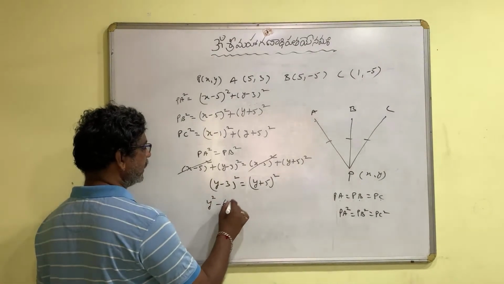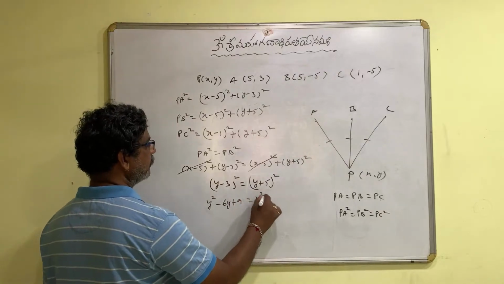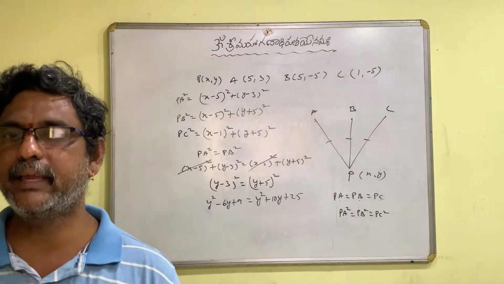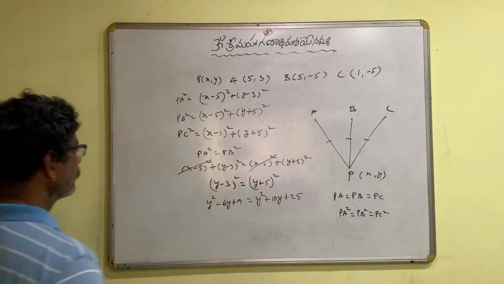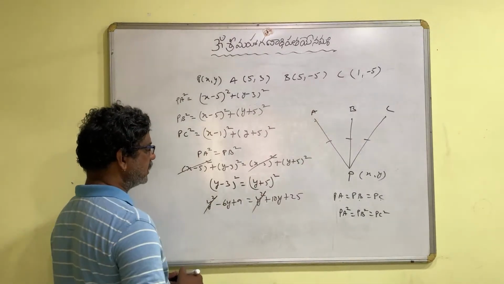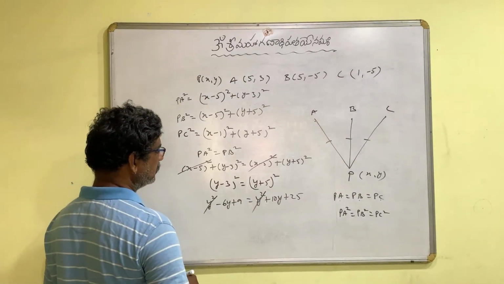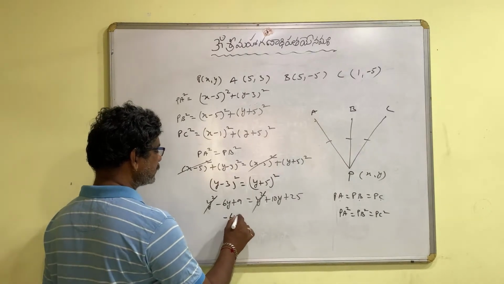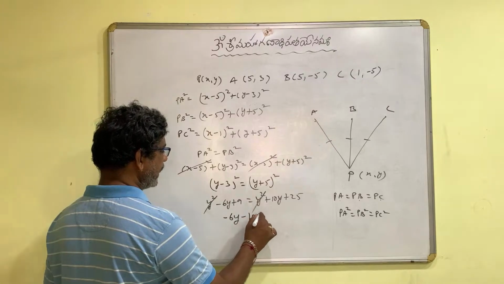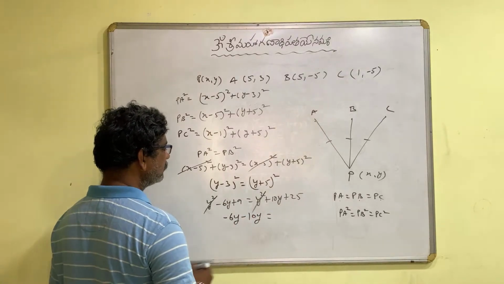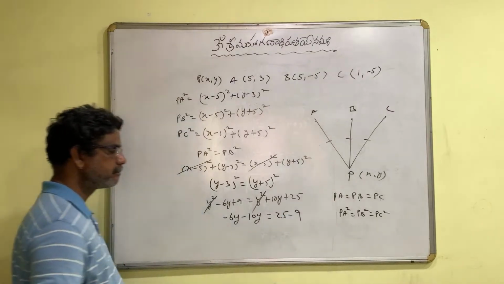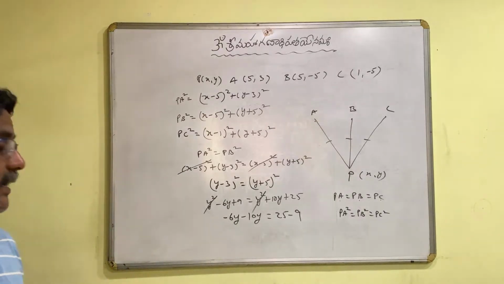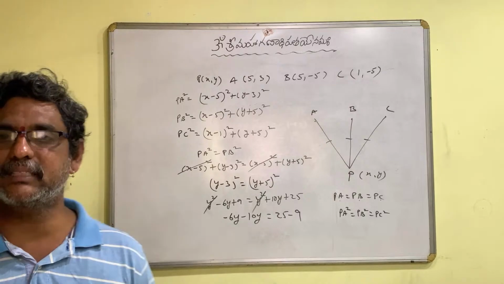Y square minus 6y plus 9. Here y square plus 10y plus 25. A plus b whole square, a minus b whole square. Here y square gets cancelled. Then minus 6y minus 10y is equal to 25 minus 9.